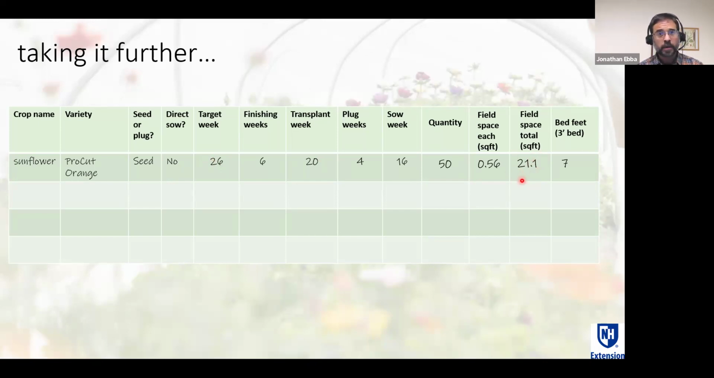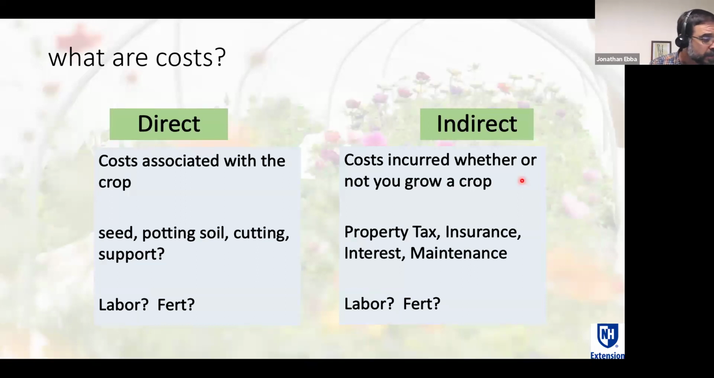So now we've got to talk about money. So costs, how are we doing on time? Oh, we're doing great on time.